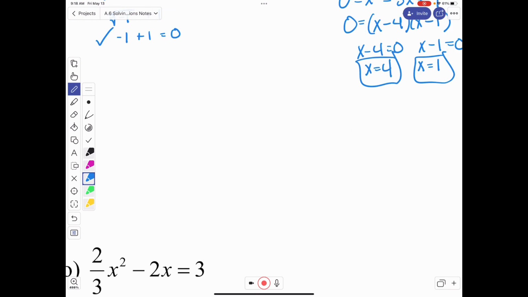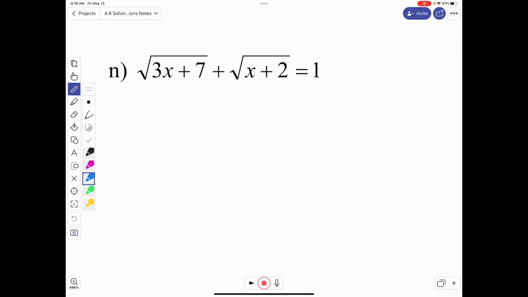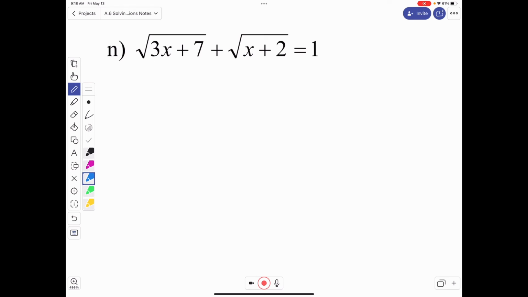Okay, N is an interesting one. When you have one like this where it has two radicals and a number, what you want to do is you want to put a radical. You always want to split up the radicals. So even though there's this number over here, you want to put this radical over here with this number. So it's going to look like this now.